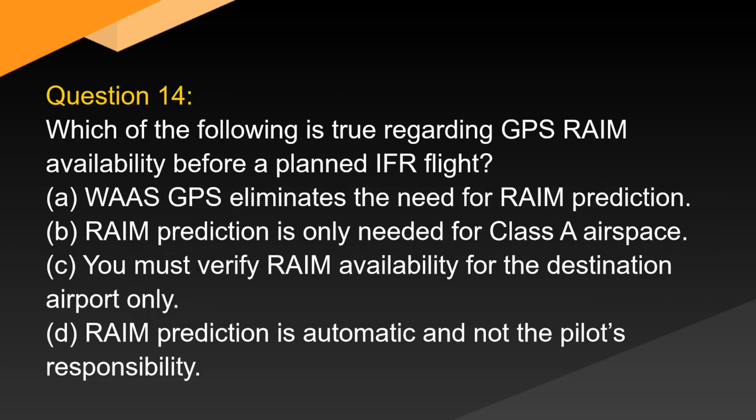Question 14. Which of the following is true regarding GPS RAIM availability before a planned IFR flight? A. WAAS GPS eliminates the need for RAIM prediction. B. RAIM prediction is only needed for Class A airspace. C. You must verify RAIM availability for the destination airport only. D. RAIM prediction is automatic and not the pilot's responsibility.